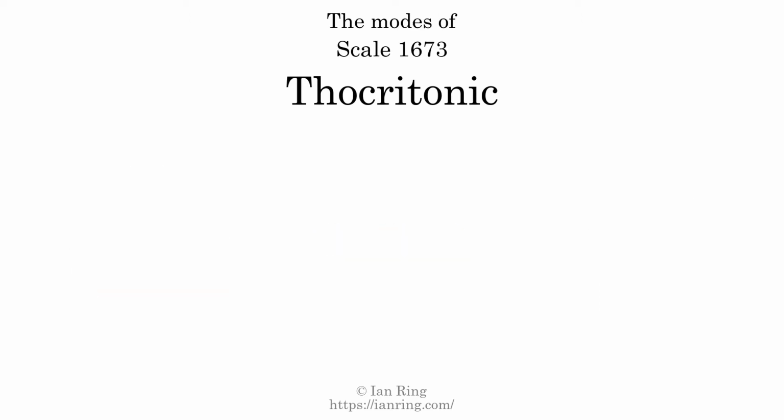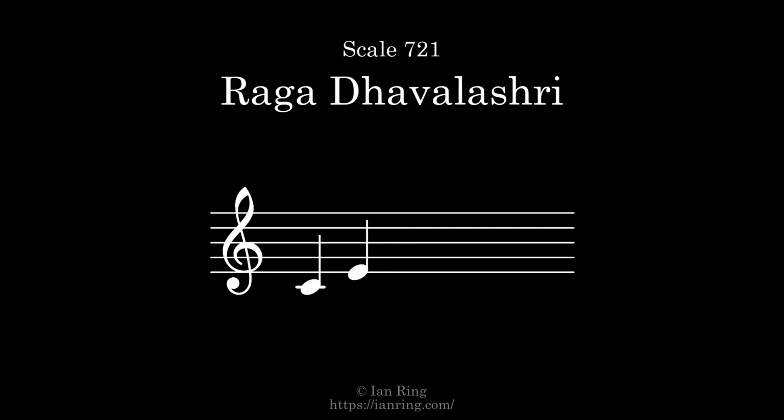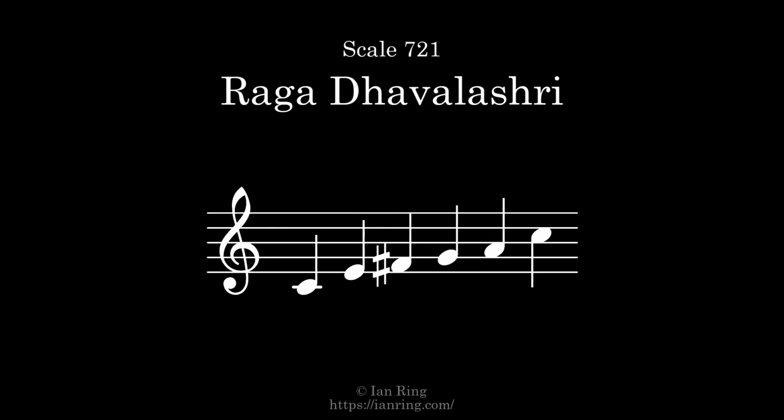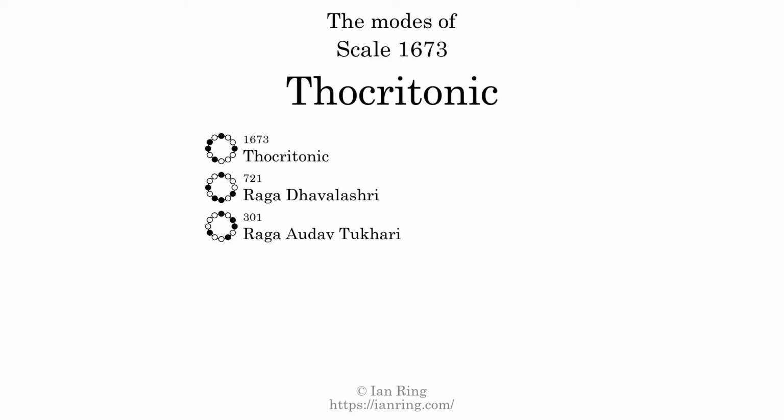This scale has 5 modes. The first mode is itself. The second mode is scale 721, also known as Raga Deshvalishri. It sounds like this. The third mode is scale 301, also known as Raga Audavtakari. It sounds like this.